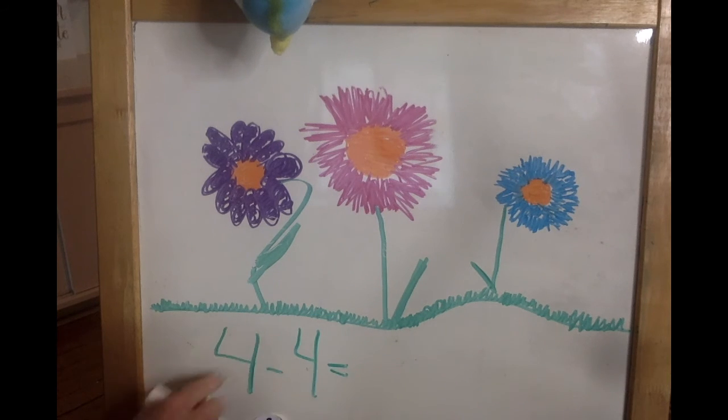So if we had 4 bugs in the garden and we take away 4, how many bugs are left in our garden? 0. That's right. There are 0 bugs left in our garden.